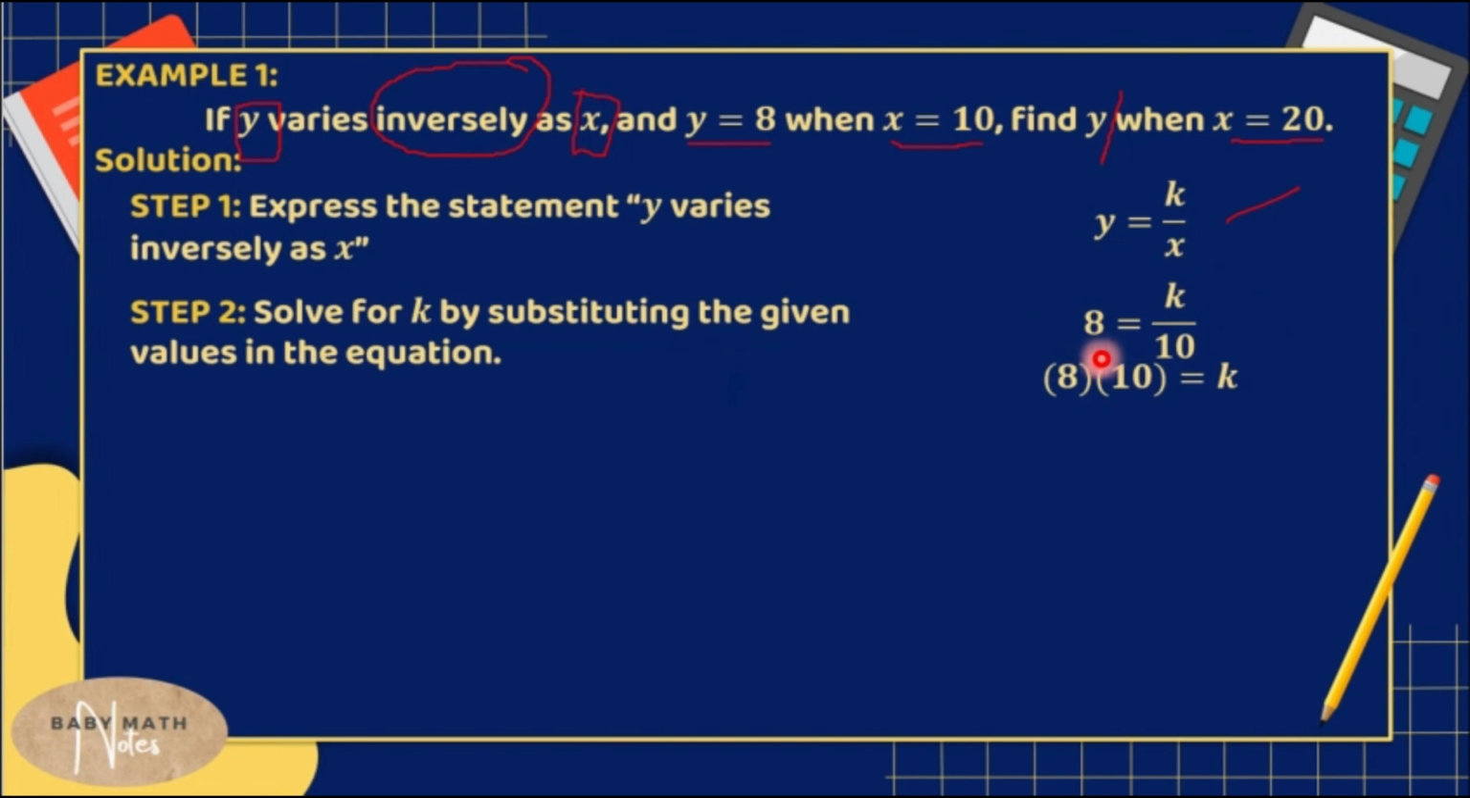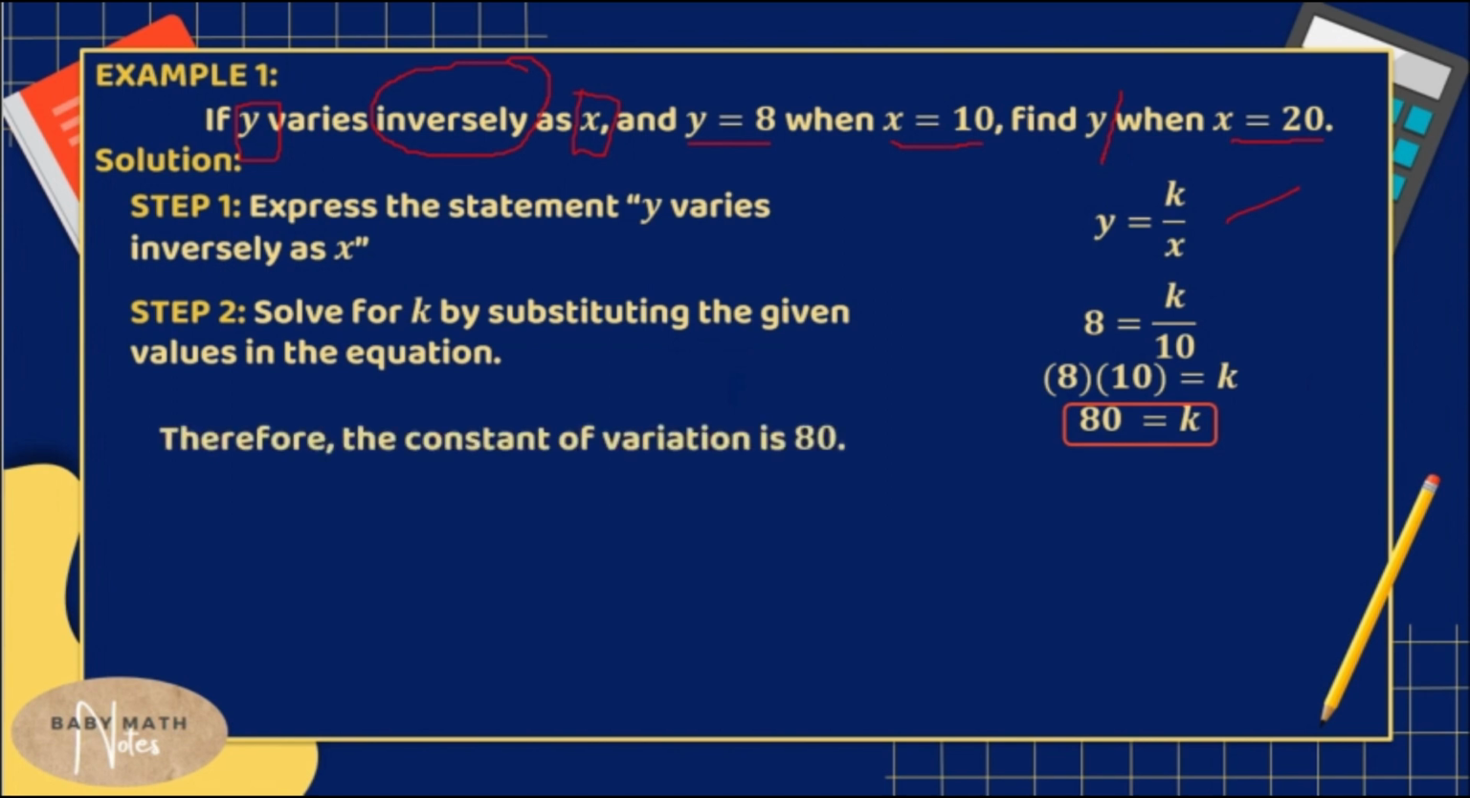So, in dealing with this, you need to cross-multiply. Yun yung pinakamadaling paraan. So, 8 times 10. And then, k, the denominator of the number 8 is 1. So, k times 1 is k. Now, 8 times 10 is 80. Therefore, k is equal to 80. And that is our constant of variation.